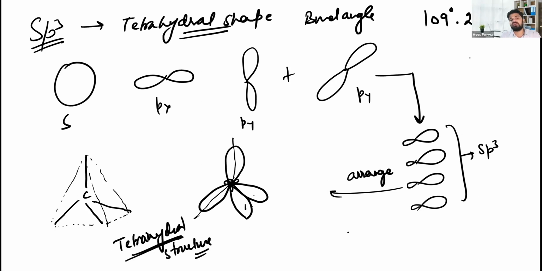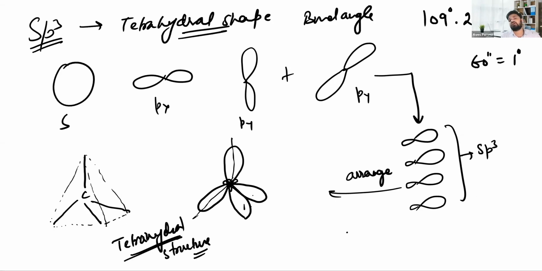And what is a minute? 60 minutes is equal to 1 degree. Since 28 minutes is nearer to 30 minutes, and 30 minutes means half a degree, it is written in some books as 109.5 degrees. Okay, understood? So all bond angles will be 109 degrees 28 minutes, which is exact, but approximately it is taken as 109.5 degrees. Understood? Yes, sir. Have you drawn this one? Yes.